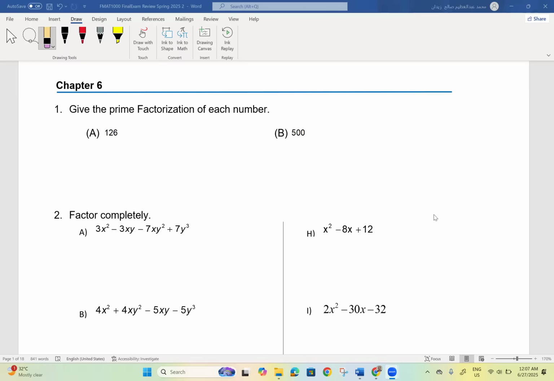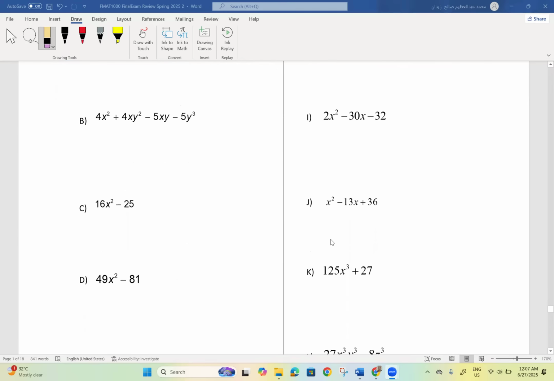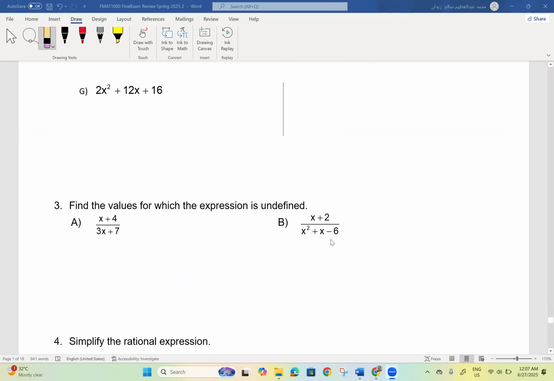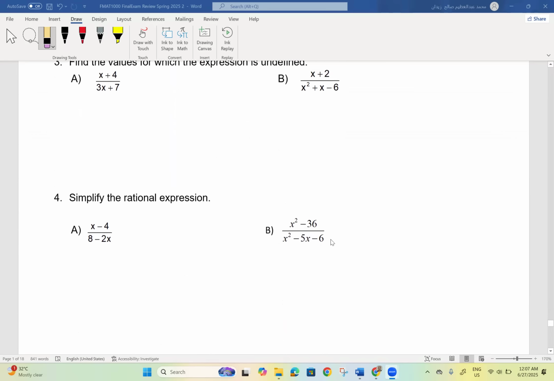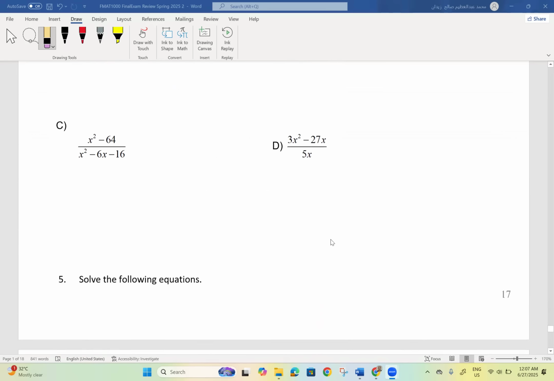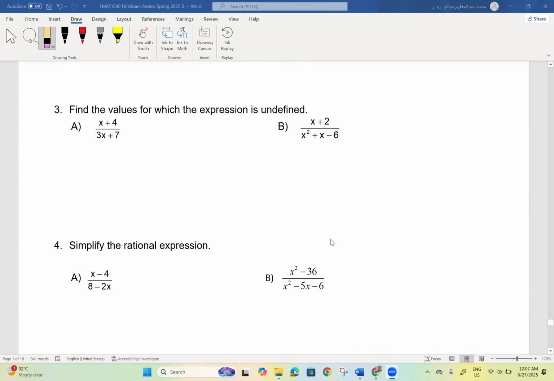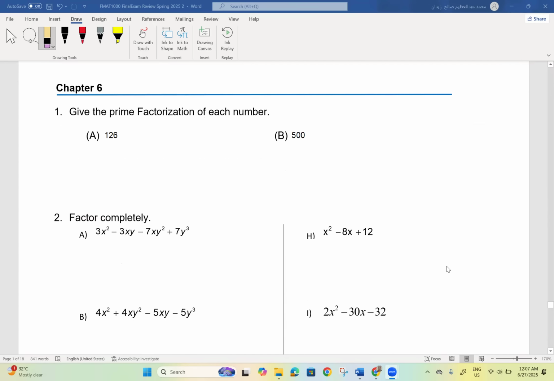Hello everyone. In this video, I'm talking about factorization of some numbers to their prime factors, and factorization of some algebraic expressions by grouping, trinomial, difference of two squares, and taking out the highest common factor. And also I'm going to find the values of x that make a fractional expression undefined, and simplify algebraic fractions, and finally solve some quadratic equations by factorization or by any other means like the general formula and completing the square, or any other type.